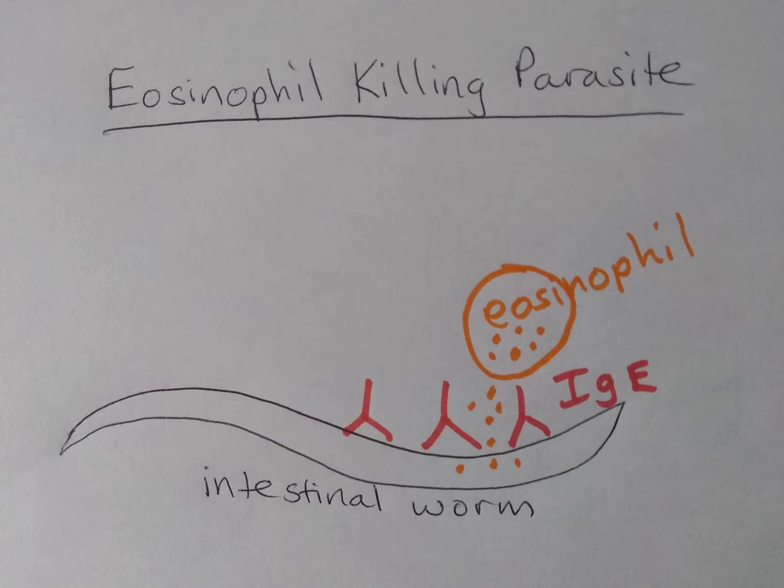This picture shows how eosinophils kill intestinal worms. The worms become coated with a type of antibody called IgE antibodies, which we'll talk about later. The eosinophils will bind to those antibodies, which stimulates them to release their granule contents. The granules contain a lot of nasty chemicals which poke holes in the worm, and then water will rush in and the worm will explode and then it's gone.